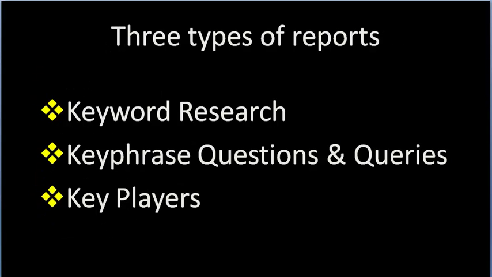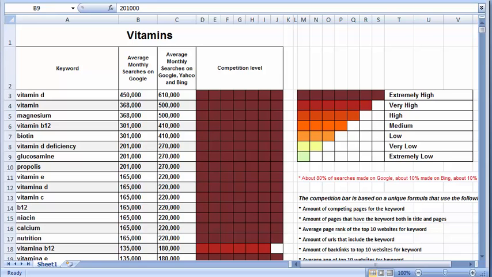As mentioned, we currently produce 3 main reports. The first one is the keyword research report. The second one is the queries and question reports. And third are the key players and website reports. Let us first start with the keyword research report.